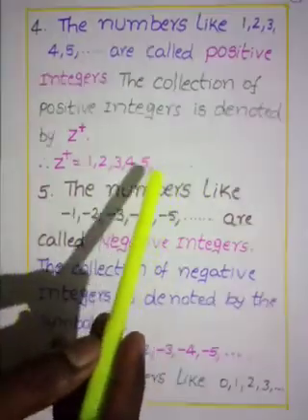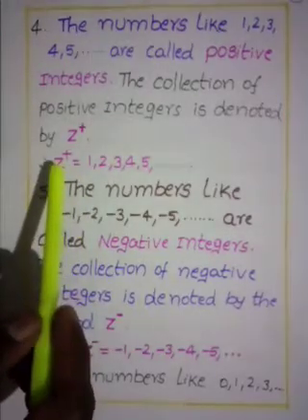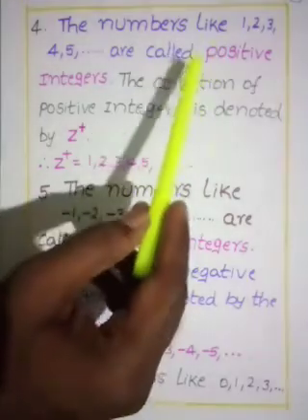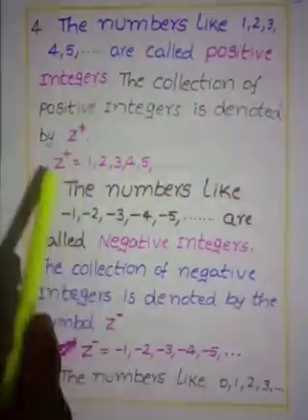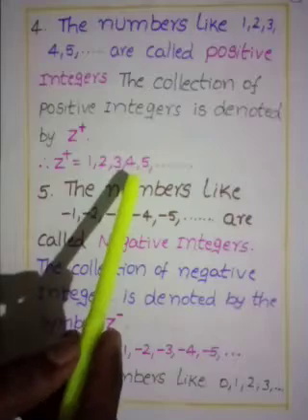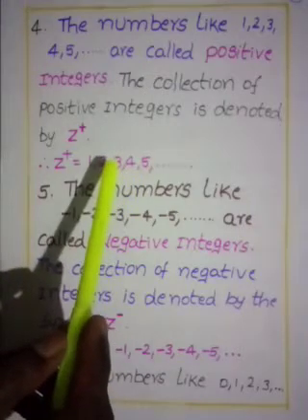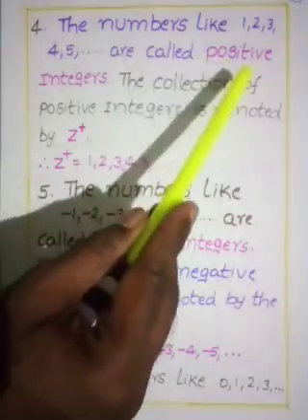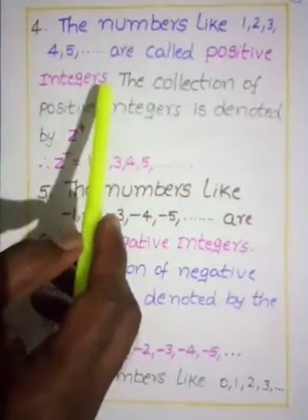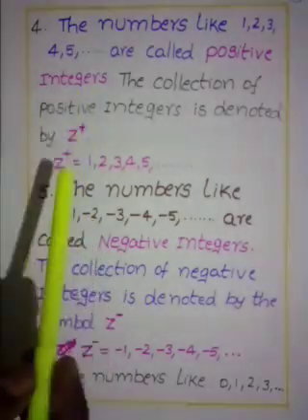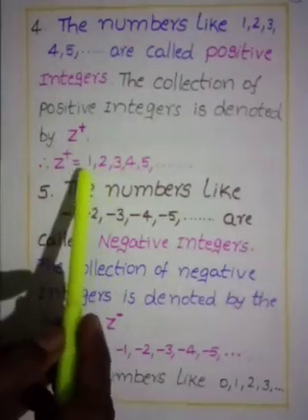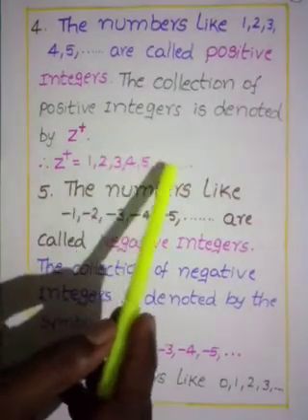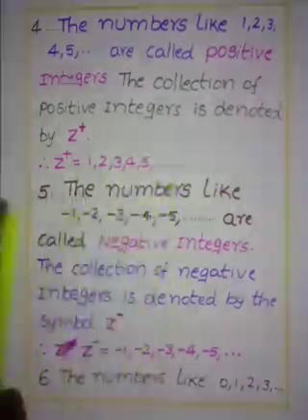Understood, my children? The collection of natural numbers is nothing but the set of positive integers. Both denote the same. Okay, my children, in higher classes, in general, we use this word only. We don't use natural numbers, we use positive integers. Positive integers means immediately you have to remember these numbers only: 1, 2, 3, 4, 5, and so on. Okay, my children, right.